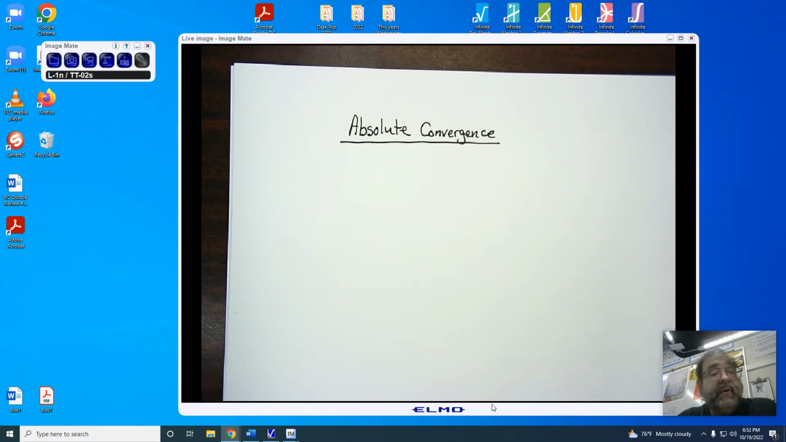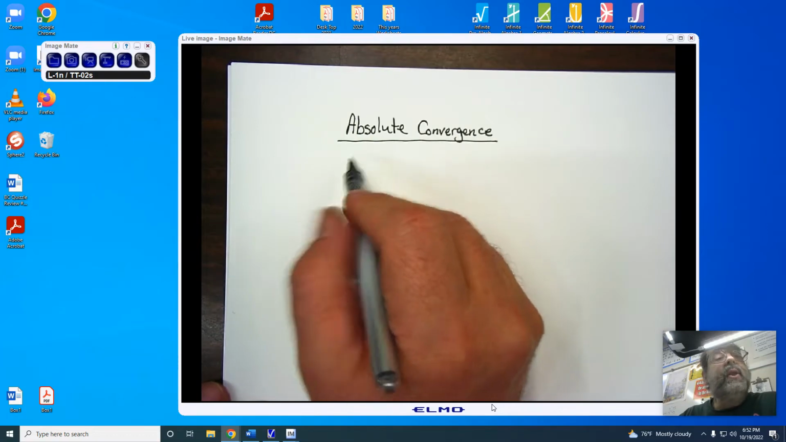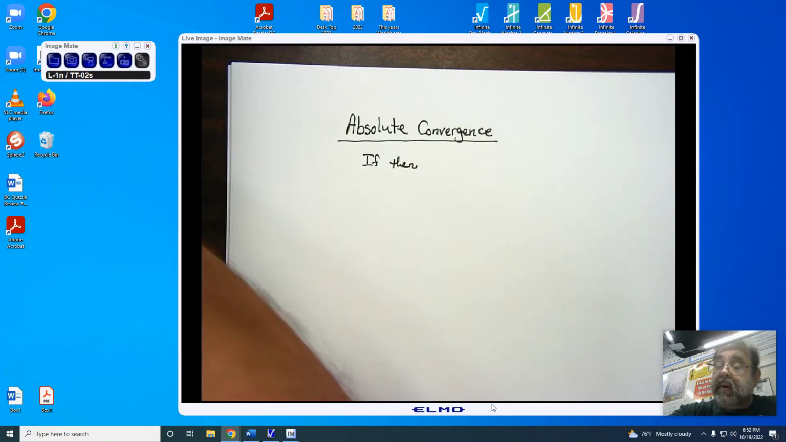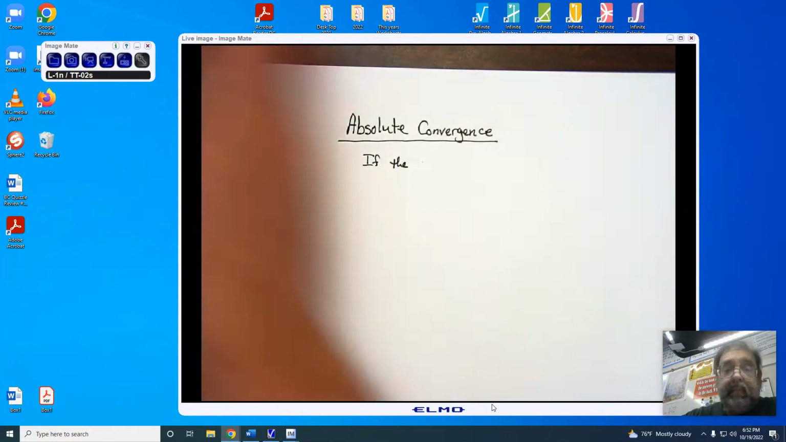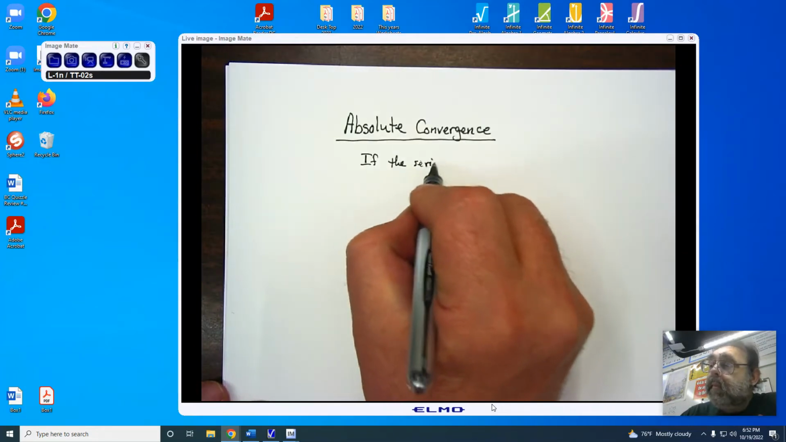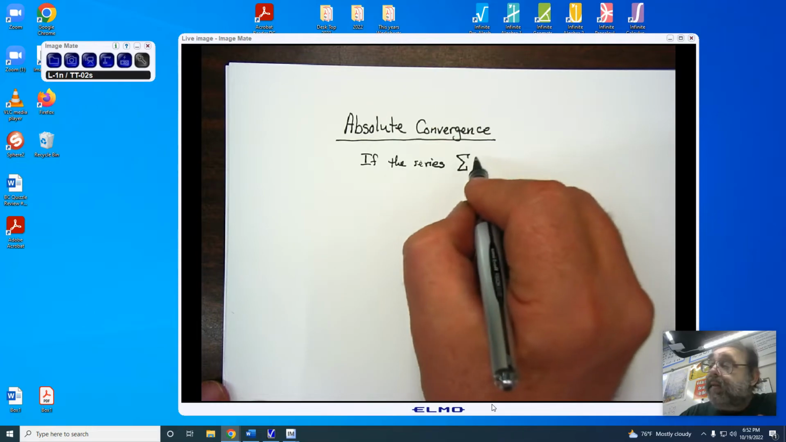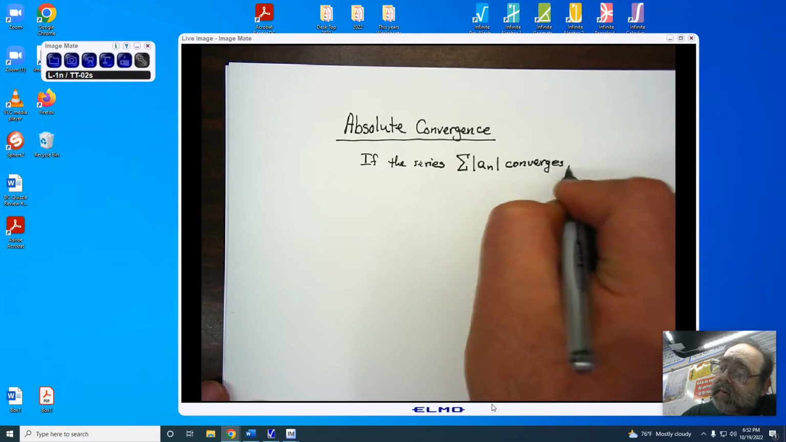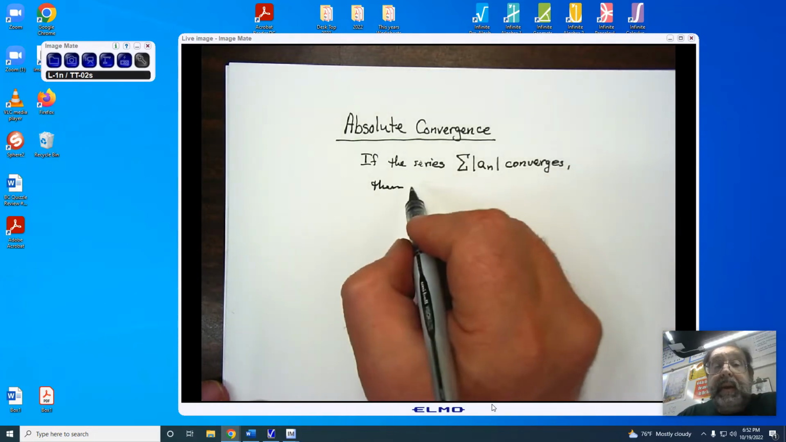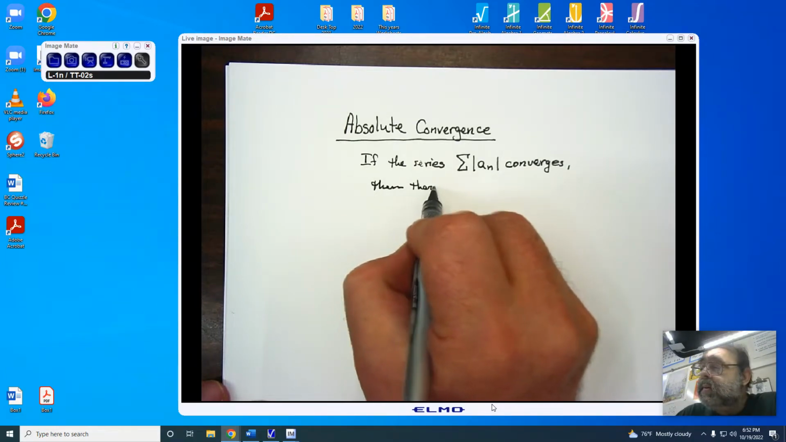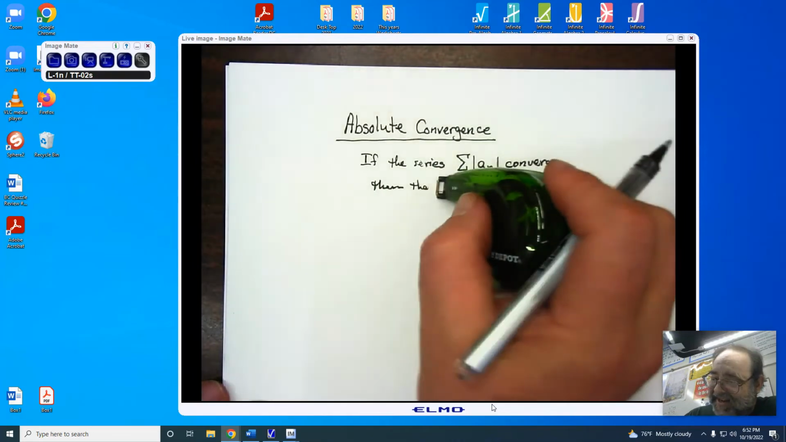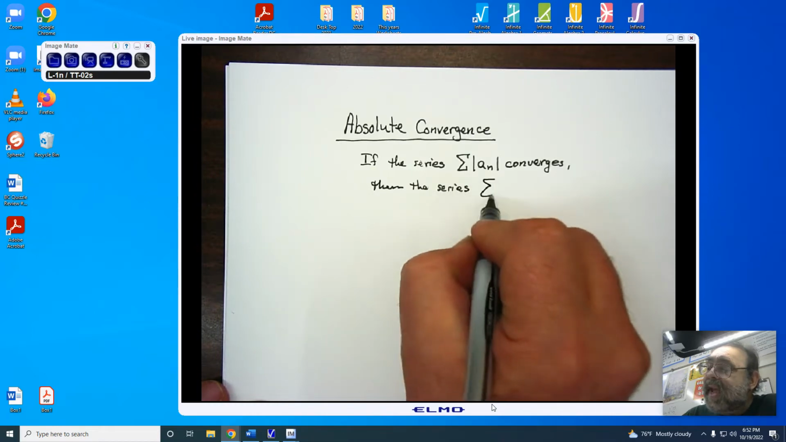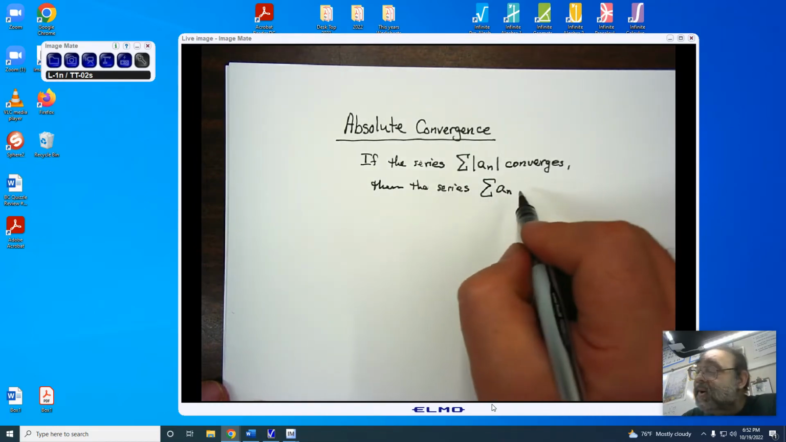In order to look at that, first of all, I just want to make sure that you are all aware of the theorem that we're going to work with: if the series, summation of the absolute value of a sub n, converges, then the series, summation without the absolute values, a sub n, must also converge.